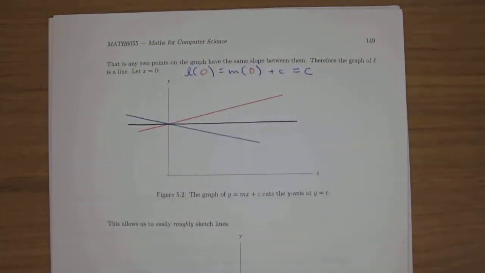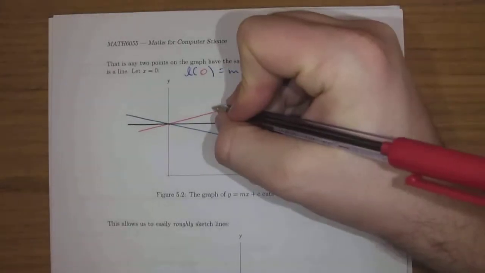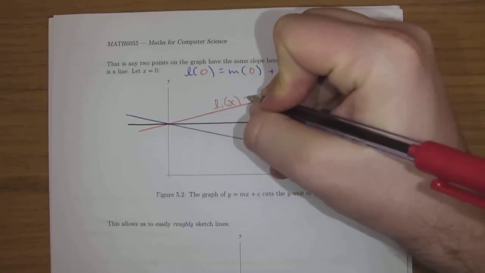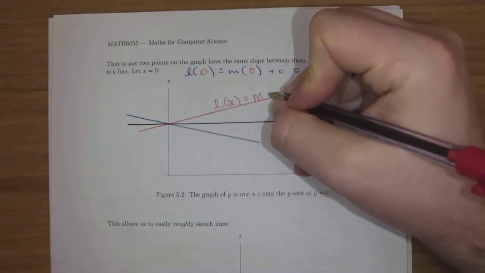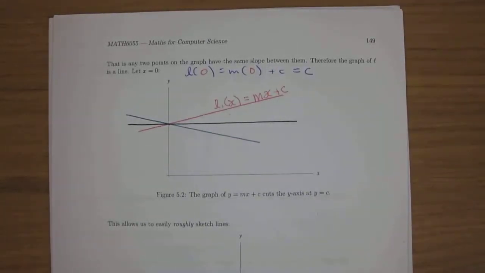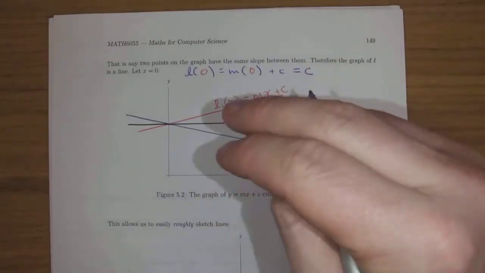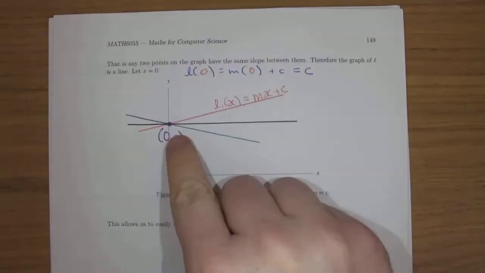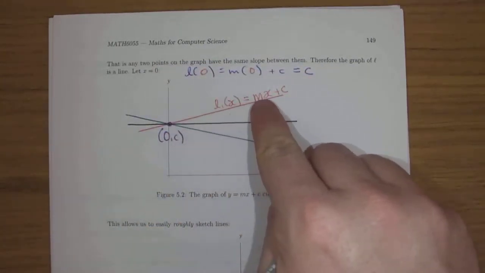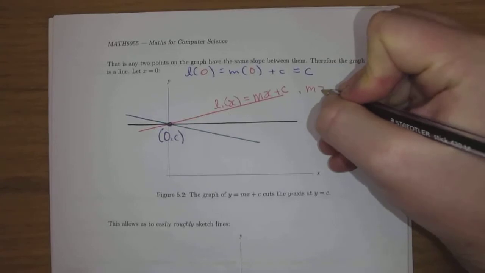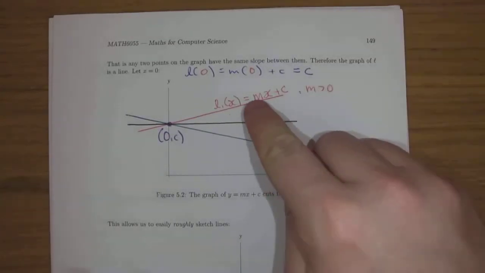Okay. So this we'll call L1 of x is equal to mx plus c. And the point is, at x equal to 0, y is equal to c. So (0, c) is a point on the graph. In other words, mx plus c cuts the y-axis at c. Now this is a positive slope, so it goes up.